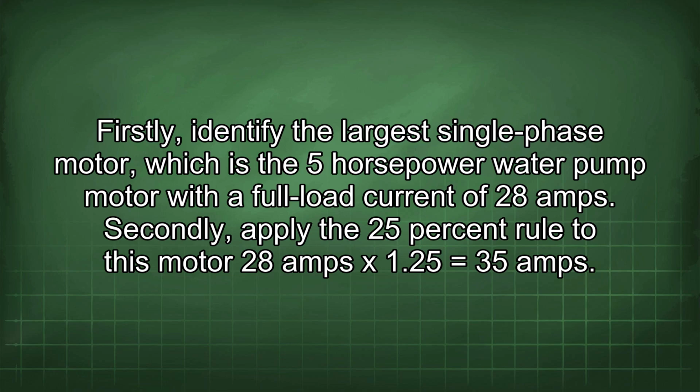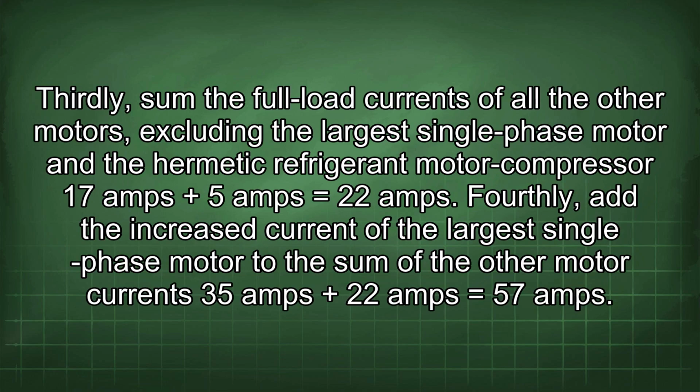Firstly, identify the largest single-phase motor, which is the 5 horsepower water pump motor with a full load current of 28 amps. Secondly, apply the 25% rule to this motor. 28 amps x 1.25 equals 35 amps. Thirdly, sum the full load currents of all the other motors, excluding the largest single-phase motor and the hermetic refrigerant motor compressor. 17 amps plus 5 amps equals 22 amps. Fourthly, add the increased current of the largest single-phase motor to the sum of the other motor currents. 35 amps plus 22 amps equals 57 amps.